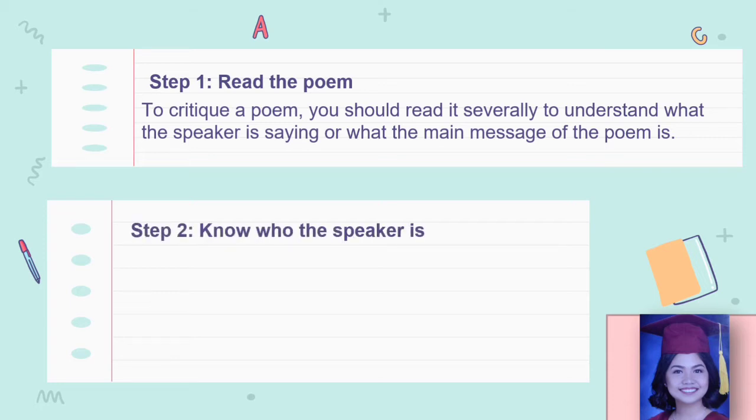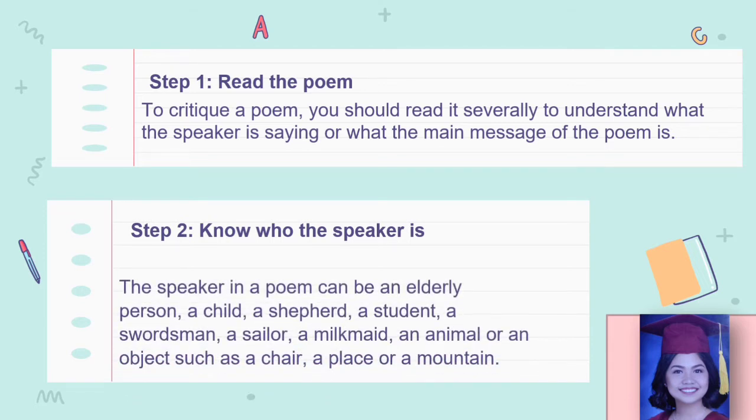Step 2. Know who the speaker is. The speaker in a poem can be an elderly person, a child, a shepherd, a student, a swordsman, a sailor, a milkmaid, an animal, or an object such as a chair, a place, or a mountain. Speakers in poems speak differently.